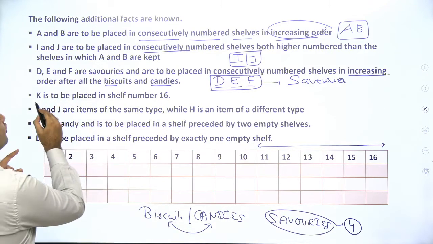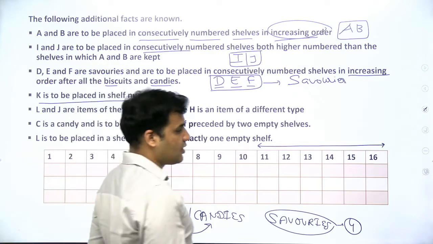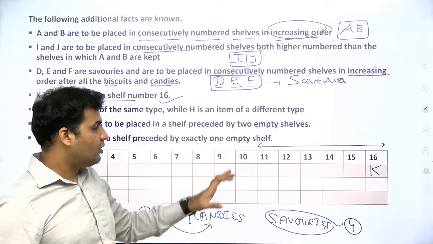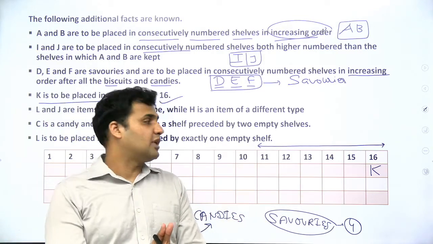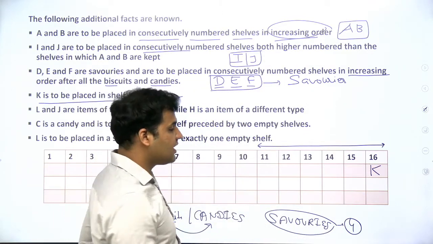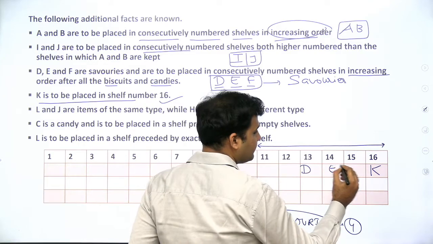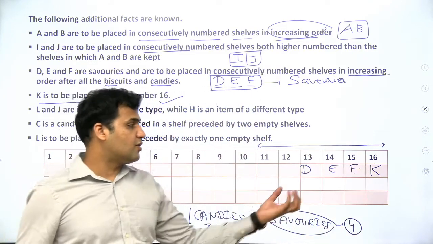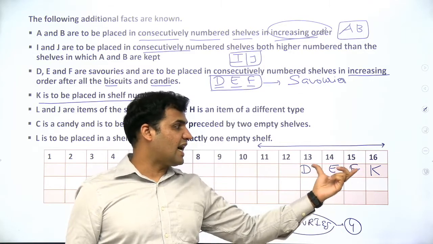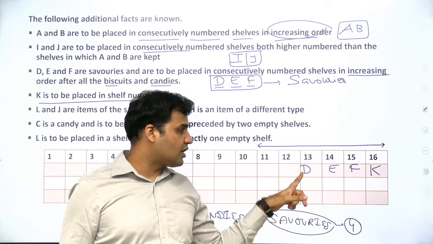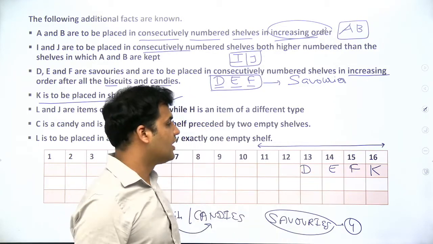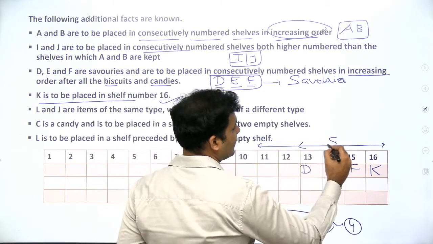Now it says K is to be placed in shelf number 16. Now on the shelf number 16 you have the item K. Now we know that all the savories are supposed to be clustered together, and they are coming after 11. So if K is placed at 16, can I say D, E, F must be over here? There is no other option. You cannot place a gap between the same type of items. So if K is on 16, D, E, F have to be clustered with K, and now here you know that all of these four items are savories. D, E, F, K, all of these items are savories, guys, right? So these are the savories.